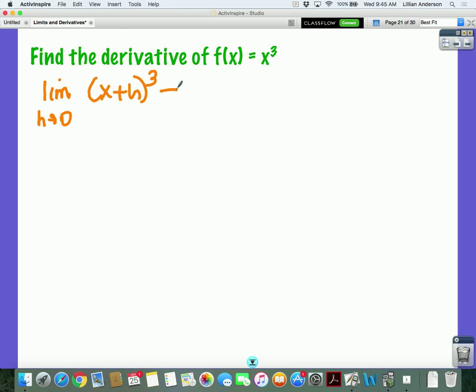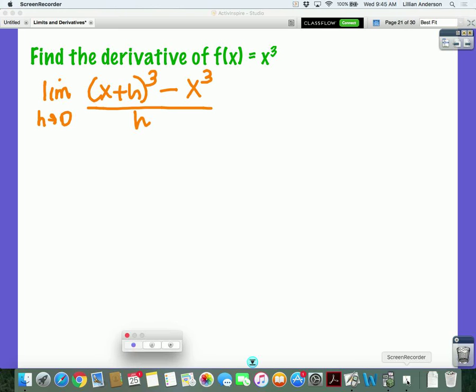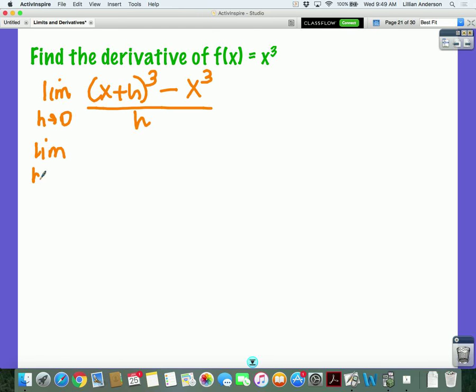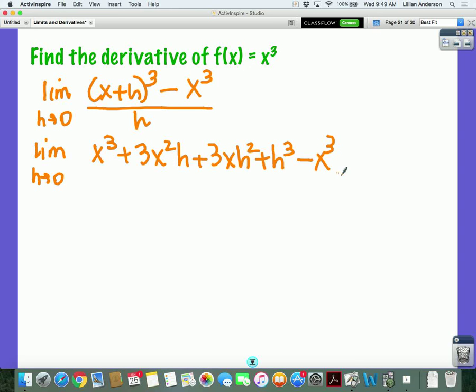Then we subtract f of x, and all of this is over h. So now x plus h cubed. I'm going to let you guys work that out and then we'll come back together. So when you expand it, you should end up with x cubed plus 3x squared h plus 3x h squared plus h cubed. Did you guys get that?